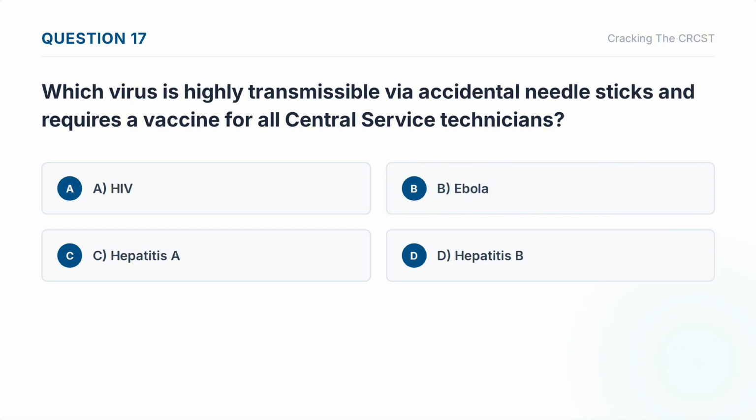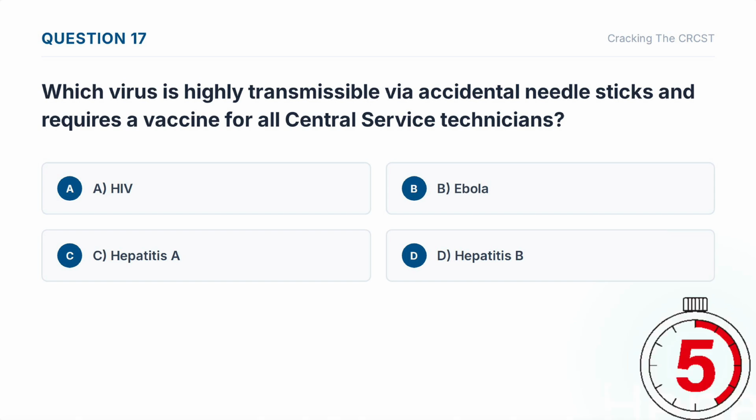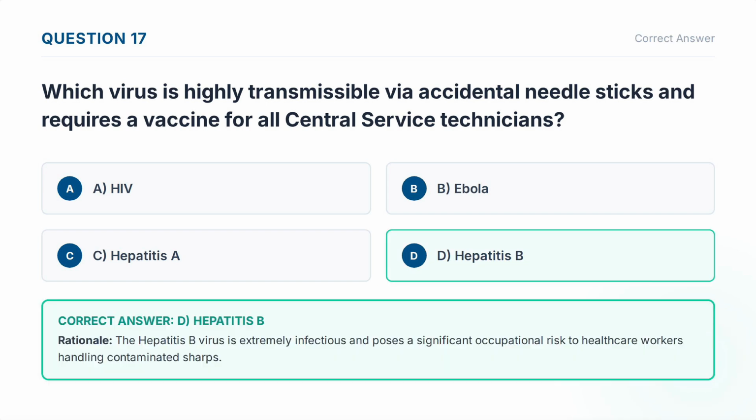Question 17. Which virus is highly transmissible via accidental needle sticks and requires a vaccine for all central service technicians? A. HIV, B. Ebola, C. Hepatitis A, D. Hepatitis B. Correct answer, D. Hepatitis B. Rationale, the hepatitis B virus is extremely infectious and poses a significant occupational risk to healthcare workers handling contaminated sharps.